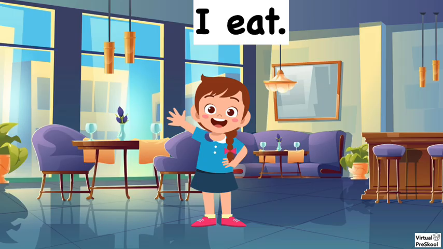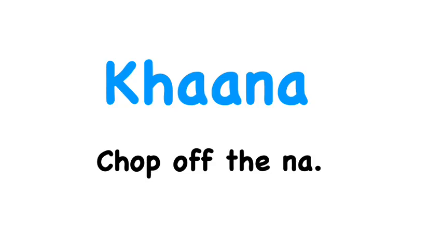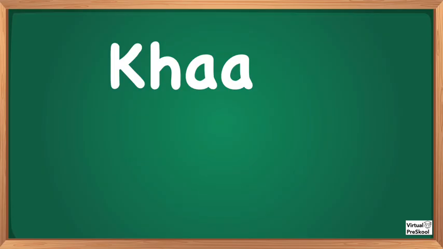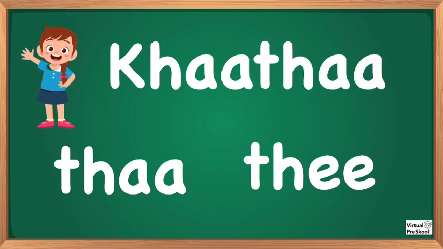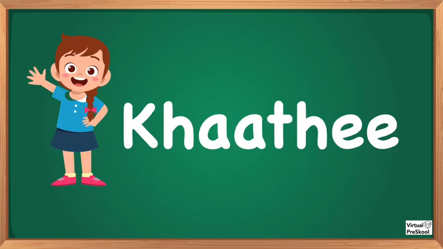So let's do some practice problems. Let's do this one. She says I eat. The verb is khaana. What do we do first? Chop off the na, and we're left with kha. But kha is an incomplete word and it needs a new ending. So what ending would you use? Ta or ti? Well, remember our problem had a girl, so it would be khata or khati.